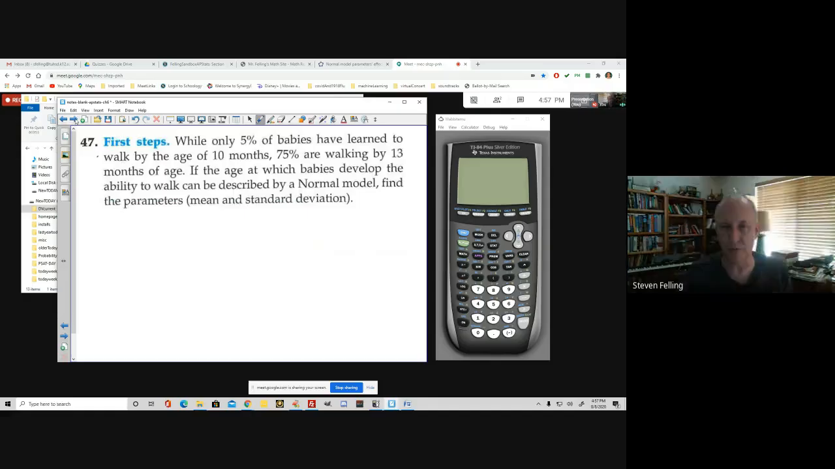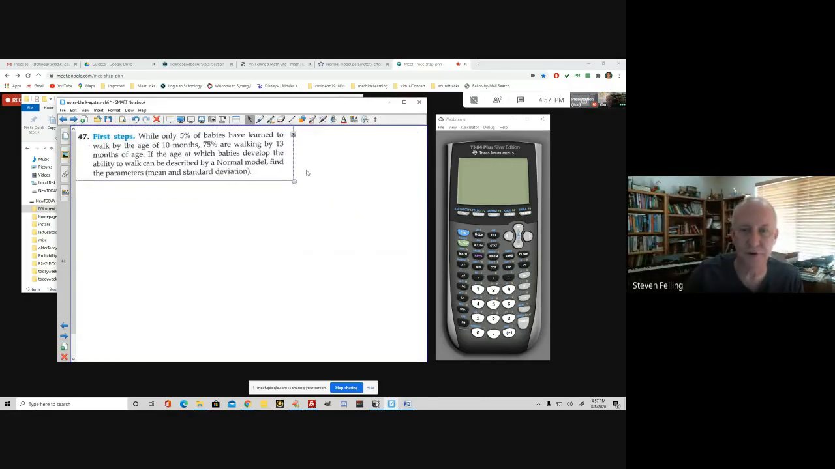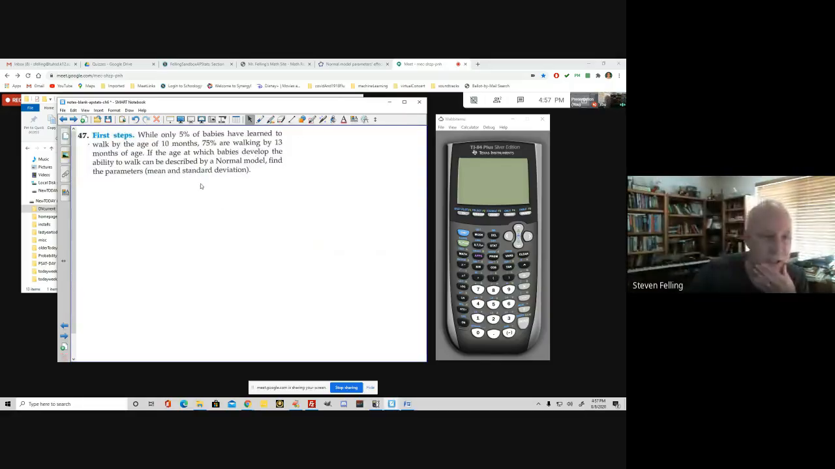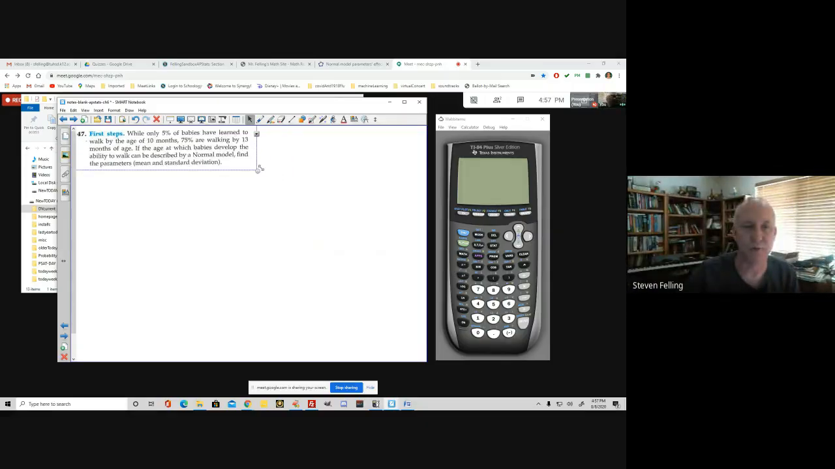There's one last problem we want to do, and this one's pretty challenging. It involves doing a system of equations too, which I will review. It says, while only 5% of babies have learned to walk by the age of 10 months, 75% are walking by the age of 13 months. If the age at which babies develop the ability to walk can be described by a normal model, find the mean and standard deviation of the age at which babies walk.